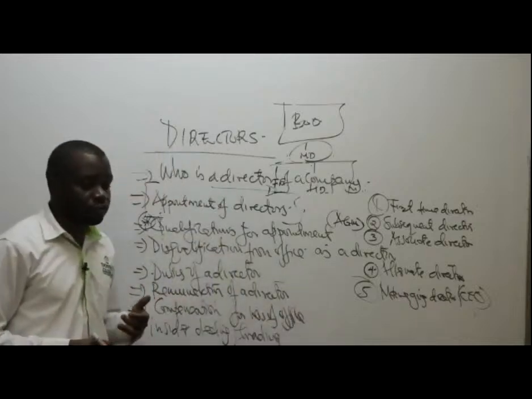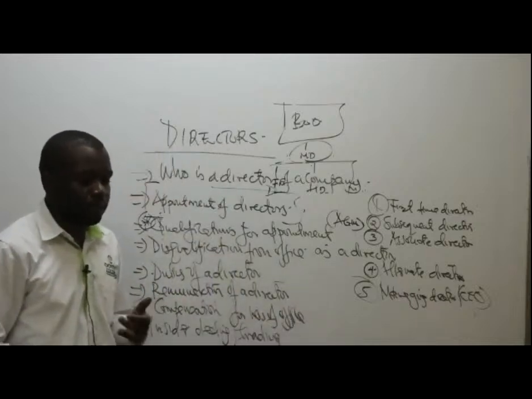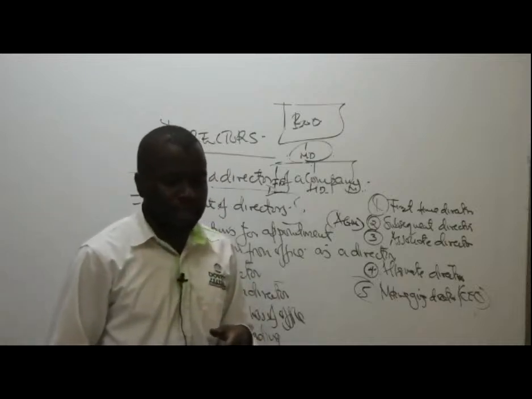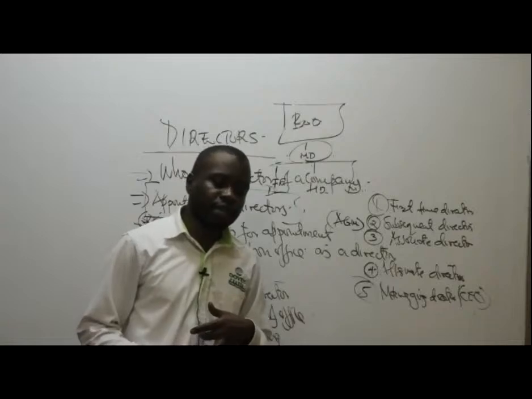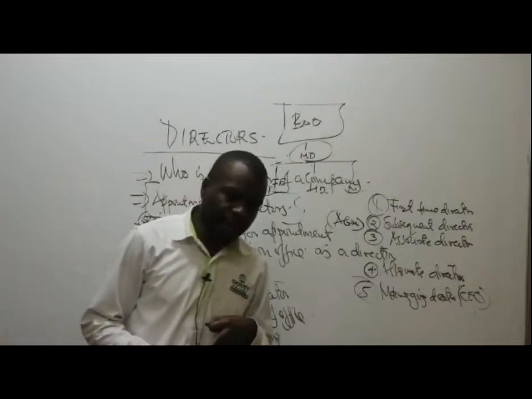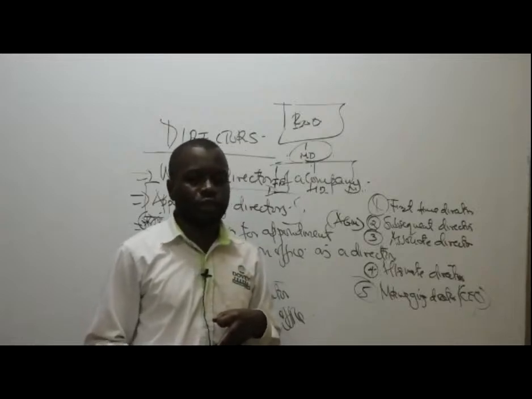Then of course, also if you've not attained the age of 18 years, you won't be appointed. So you're saying the qualifications: number 1, you must have attained the age of 18 years. Number 2, you must have not been declared to be bankrupt by a court of law. Then number 3, you must have taken up what we call qualification shares.